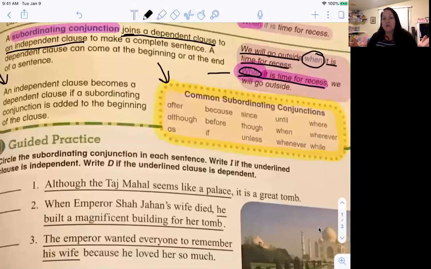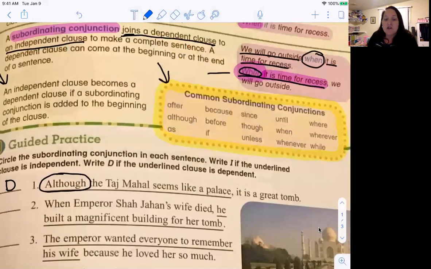Or does it have a subordinating conjunction to make it dependent where it cannot stand alone as a sentence? If you said the word although makes it dependent, you are right. And we're going to put a D on the line because that word although makes that clause or that sentence dependent. It cannot stand alone by itself. So let's go to number 2.